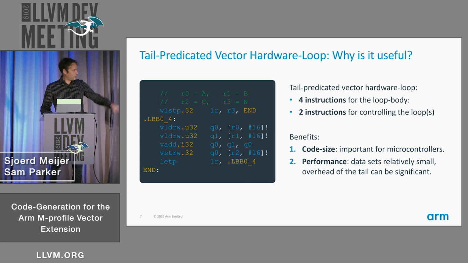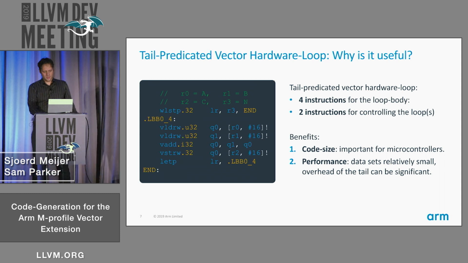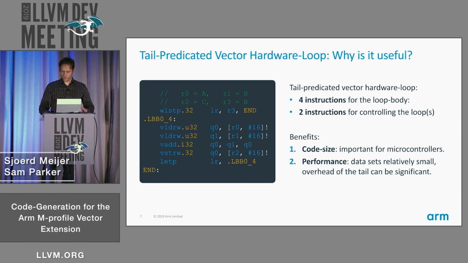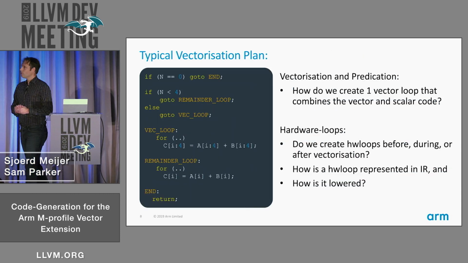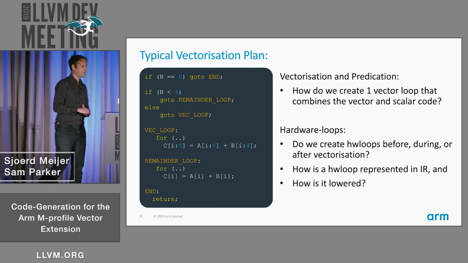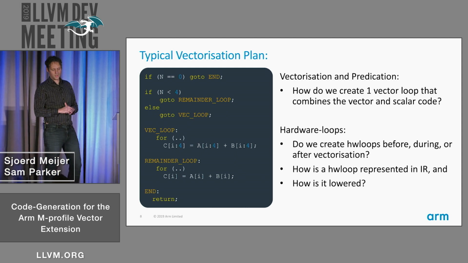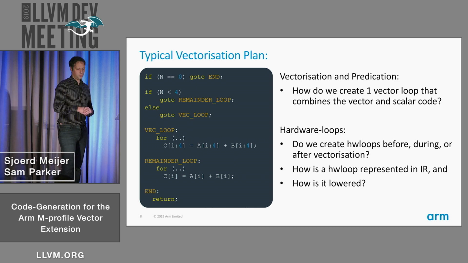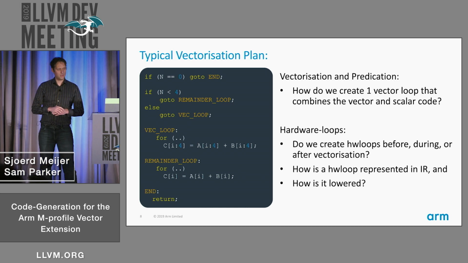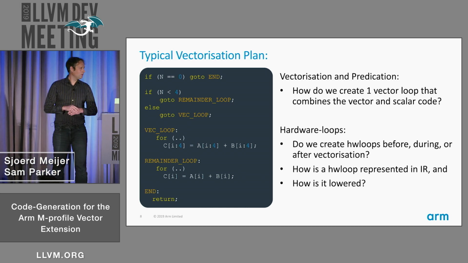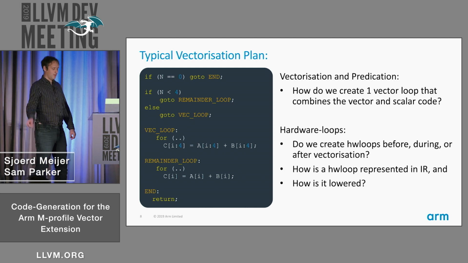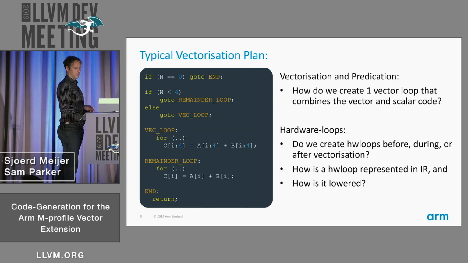Now, this is what we want. This very tight loop that combines scalar code and vector code. But a typical vectorization plan looks pretty different. Usually when you vectorize a loop, you first have a test if you execute the loop at all. If not, you bail. Second test probably is if the iteration count is a multiple of your vectorization factor. If it is, you go to the remainder loop. And if it's not, you go into the vector loop, and you may fall into the remainder loop if necessary.